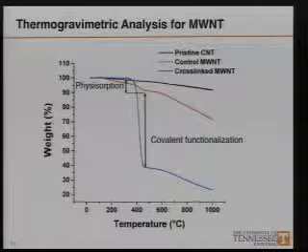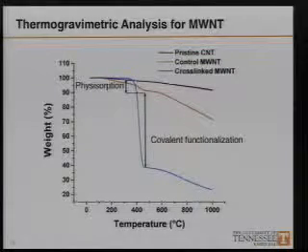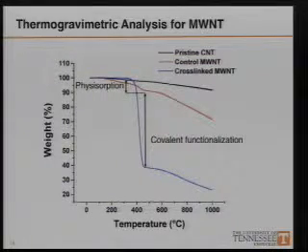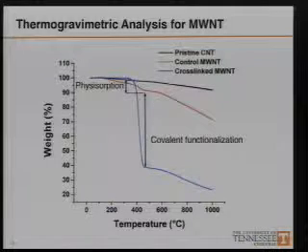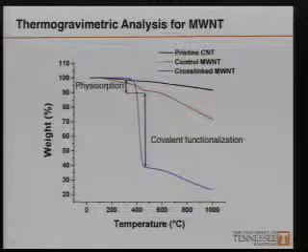We have performed thermogravimetric analysis for the pristine, control, and cross-linked multi-wall nanotube powder samples. These samples have been heated to 1000 degrees C at 10 C per minute. Comparing the difference between the pristine sample and the control sample, which is the black curve and the red curve, we can see the amount of physisorption of crosslinker after washing.